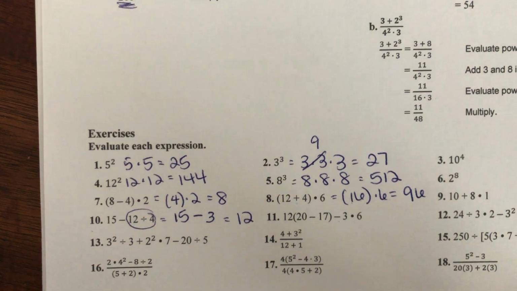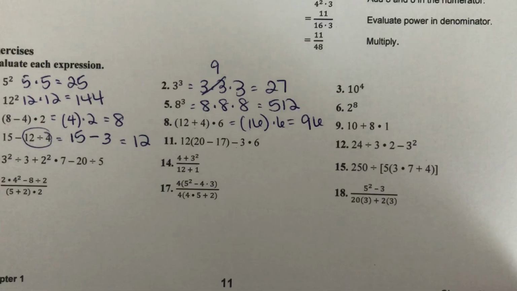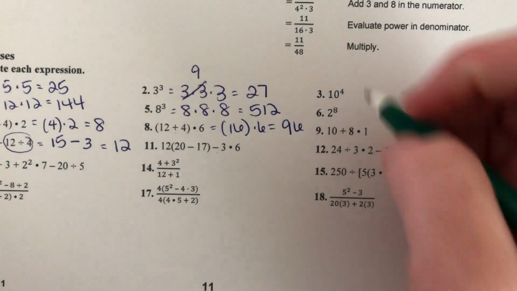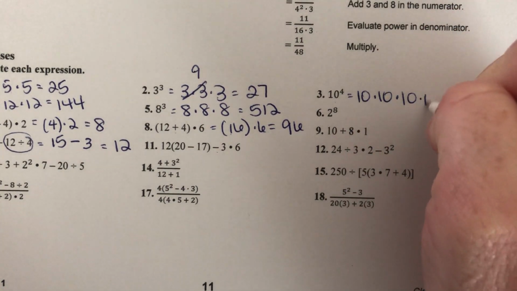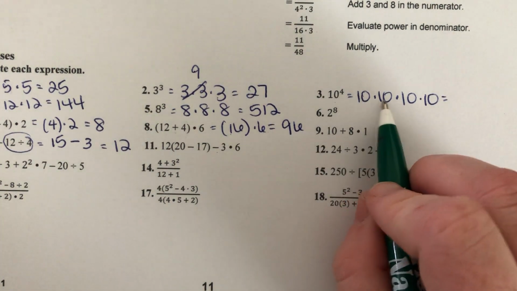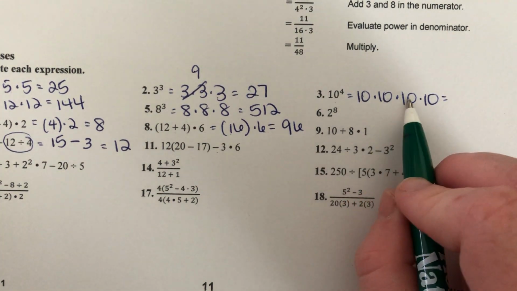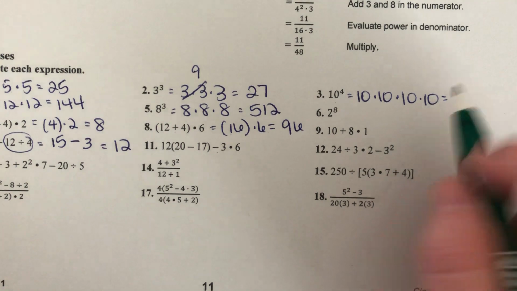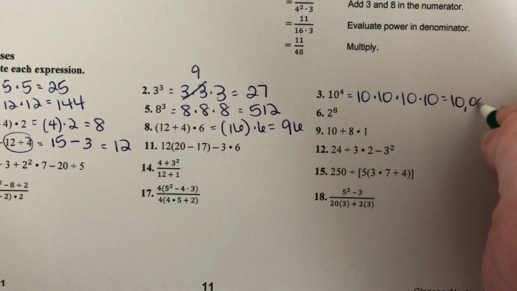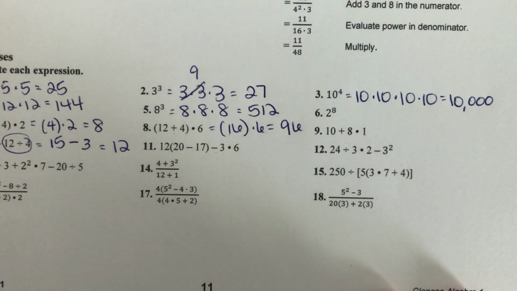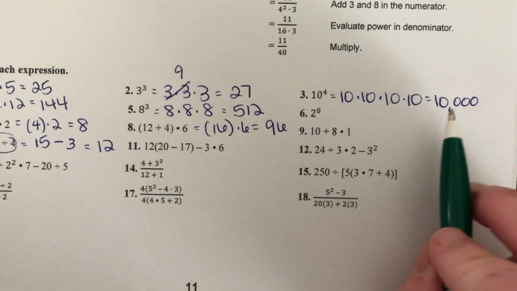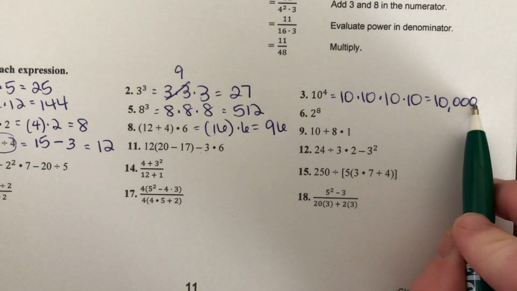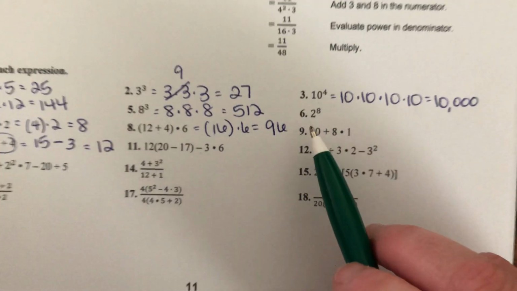I'm going to wait to do this one because I need more room. Move this up. All right, 10 to the 4th power means 10 times 10 times 10 times 10. 10 times 10 is 100. Times 10 more is 1,000. Times 10 more is 10,000. Secret trick there, whenever you're multiplying tens, whatever that exponent is, that's how many zeros you should have in your answer. Haha, love that, right?